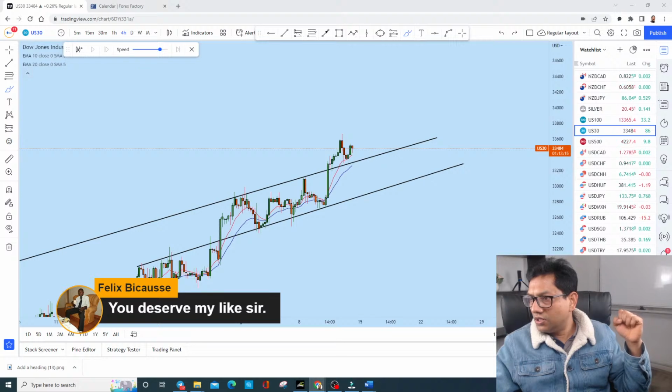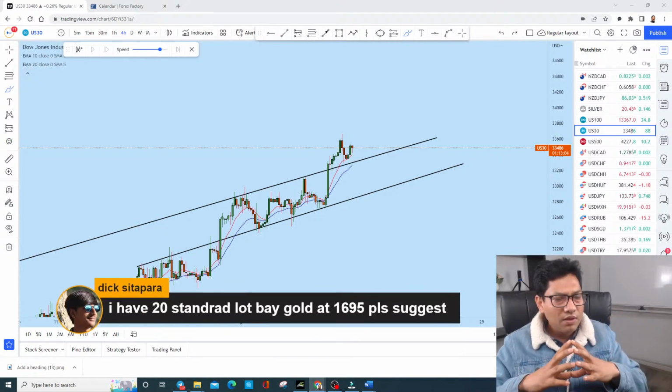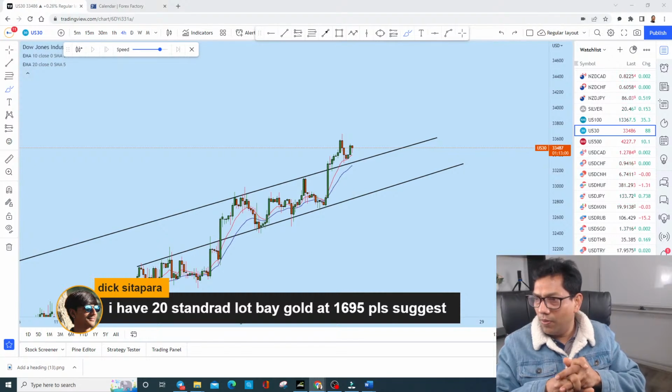I have 20 standard lots buying gold at 16.95. 20 standard lots is too high for me. I can't recommend you to buy or sell.